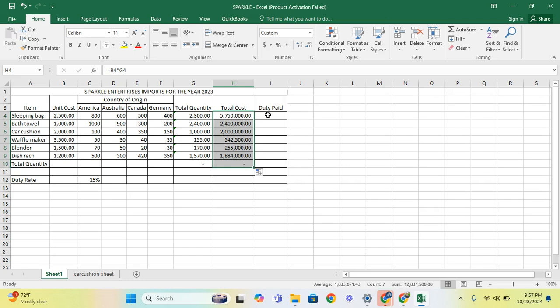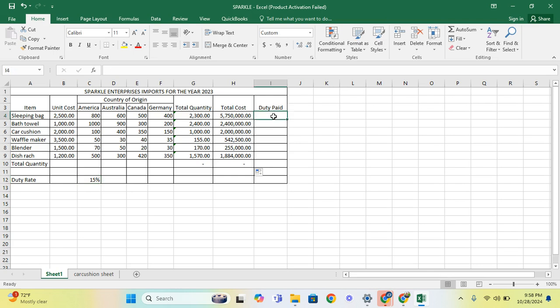Again, we have this column here for duty paid. In this case, we need to use the duty rate, because we have the duty rate as 15%. Since we have the duty rate as 15%, we need to calculate the duty paid by multiplying 15% by the total cost. If we multiply 15% by the total cost here, we will get the duty paid.